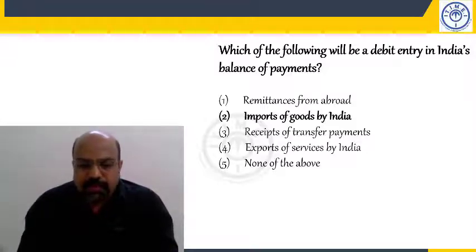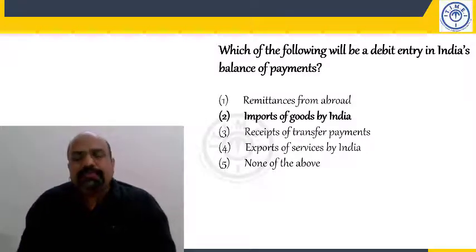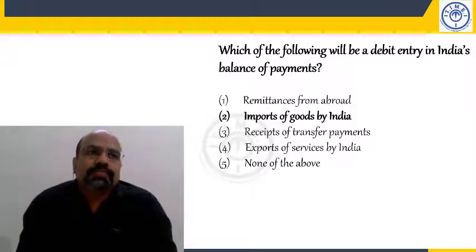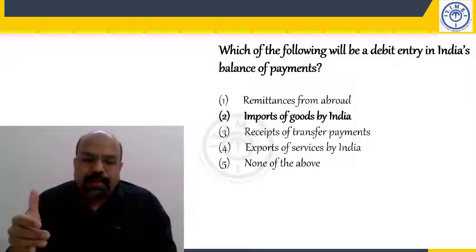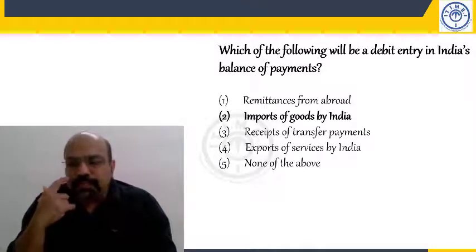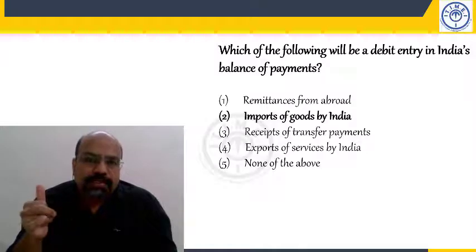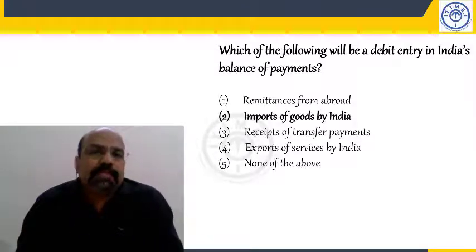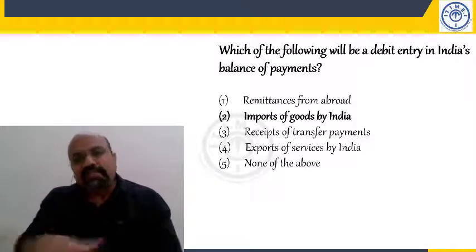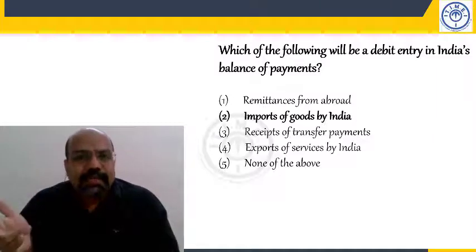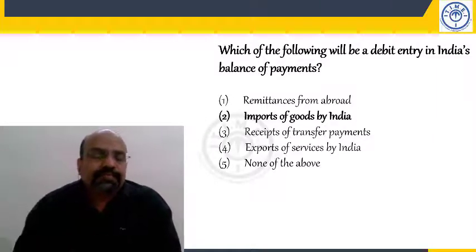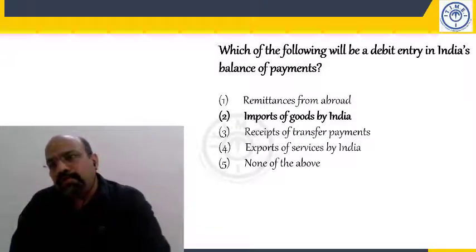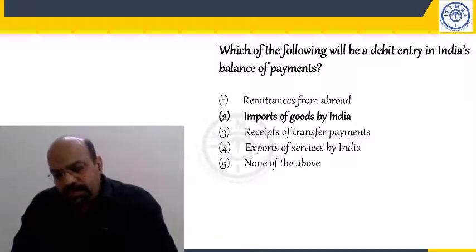Next point: includes all types of loans raised by Indian companies, comma, central and state governments, from abroad. Everyone writes together: Indian companies, central and state governments, from abroad.